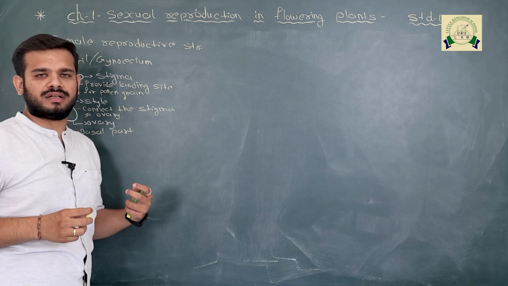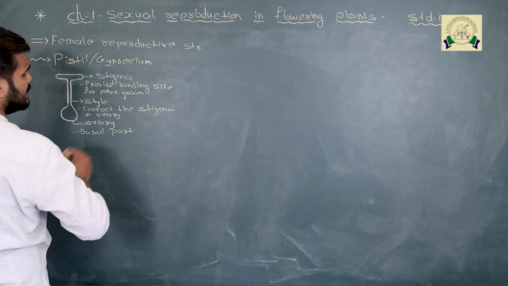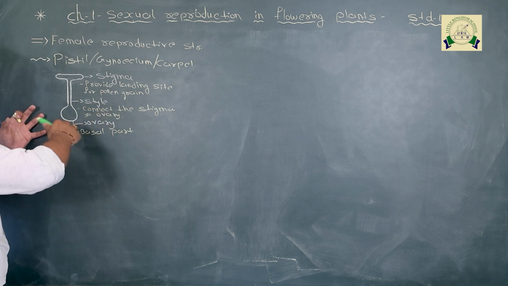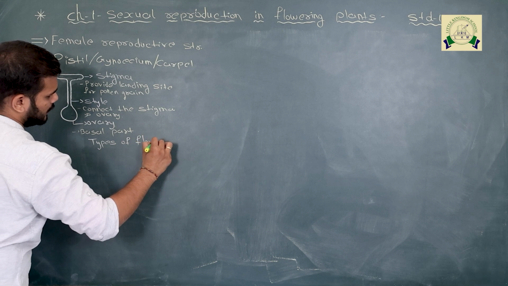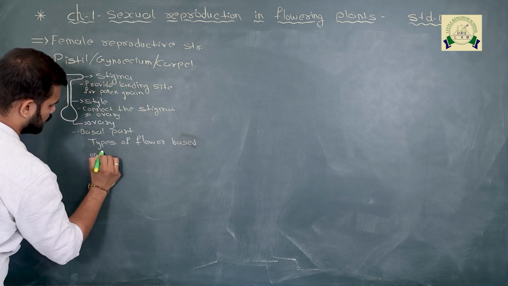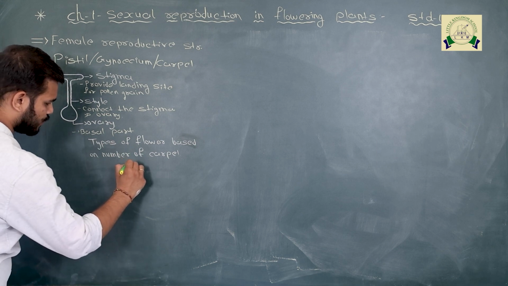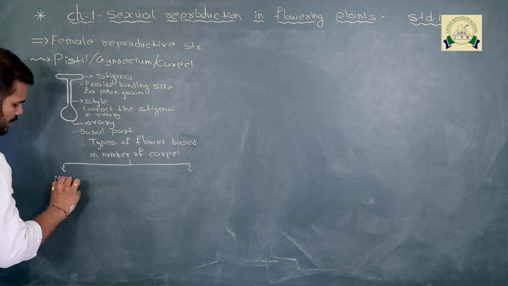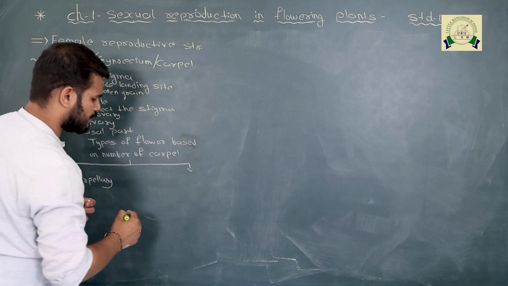Based on the number of pistils, flowers are divided into two types. Let's discuss this. One more thing, this pistil is also called carpel. We can also call this carpel. So we are using this word to divide flowers on the basis of gynoecium. The types of flower based on number of carpels, that means number of pistils: if a flower contains only one pistil, then this type of flower is called monocarpellary flower.